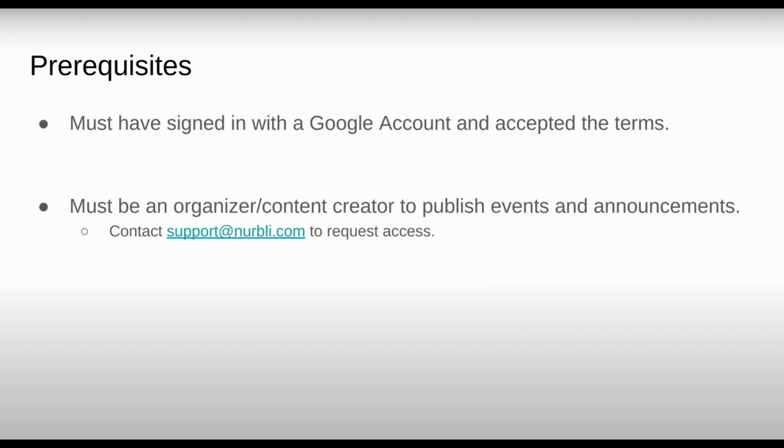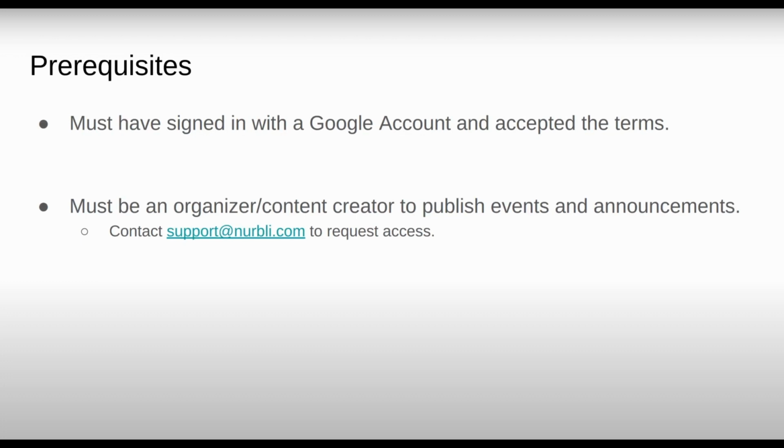To get started, there are a couple prerequisites you need to do in order to create events and announcements. The first thing is you need to be signed in with a Google account and accept the terms and conditions. You also need to have an organizer or content creator account in order to publish these events and announcements for your organization. By default, you do not have this access, so you'll need to contact support at nerbly.com so that way you can request access to become a content creator for the platform.